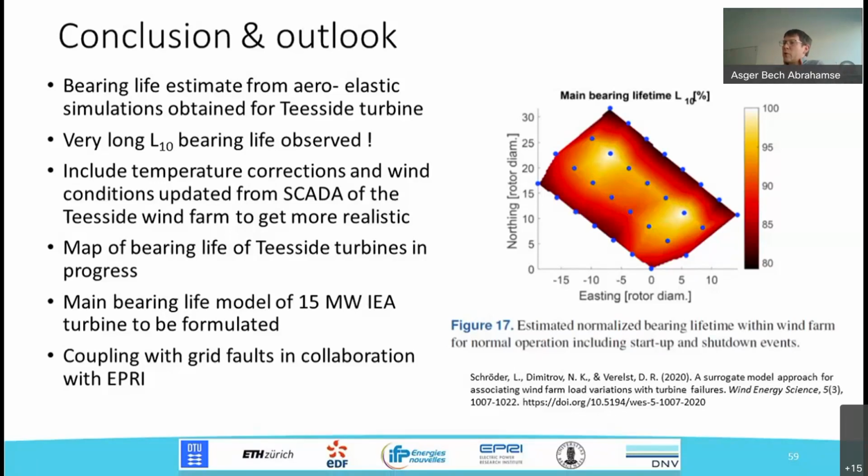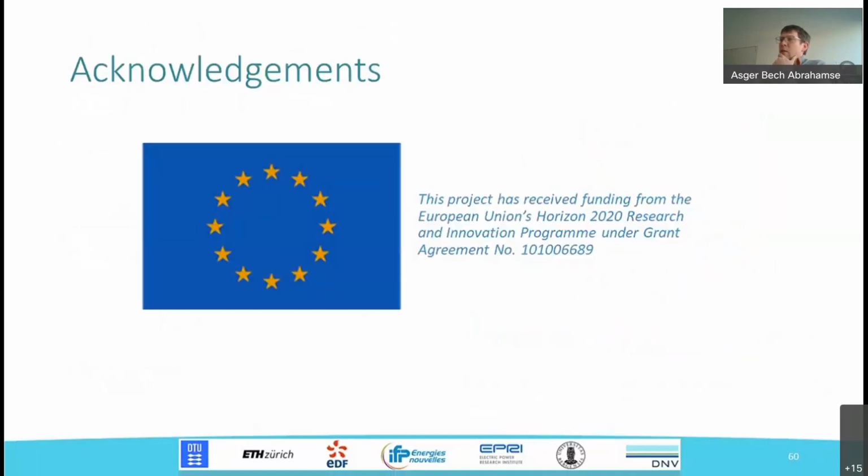So just to give you a feeling of the future work, we will also be addressing the main bearing of the 15 megawatt, as well as the high-speed bearings of the Teesside machines. And finally, we also collaborate with EPRI, and we will get a presentation here. How do we couple all this with potentially grid faults? So if we have faults on the grid, low voltage ride-through situations, will that feed back into our drivetrains and take away some life from these bearings? Okay, I think these are the words from me.